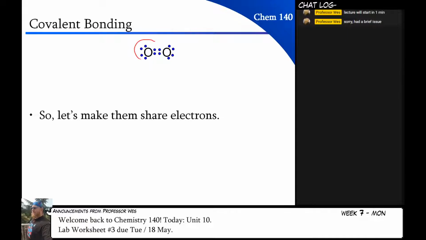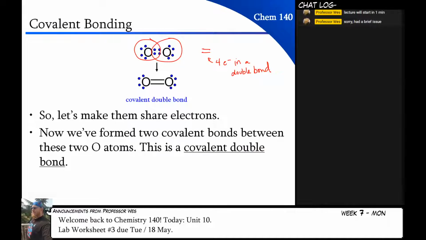And now when I do my octet, I go like this. Well, I still have 8 electrons. And I still have 8 electrons. I didn't mean to pierce through them right there. But those do count. Again, when I draw 4 electrons in a bond like that, we represent it with 2 lines. Each line represents 2 electrons. There are 4 total electrons in a double bond. And we've satisfied the octet rule for both atoms.